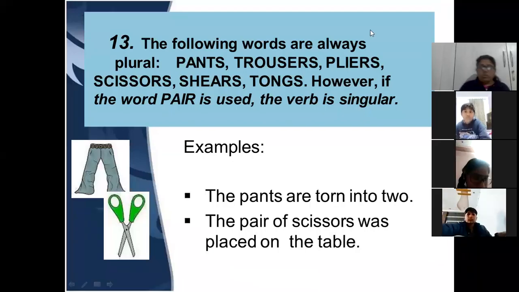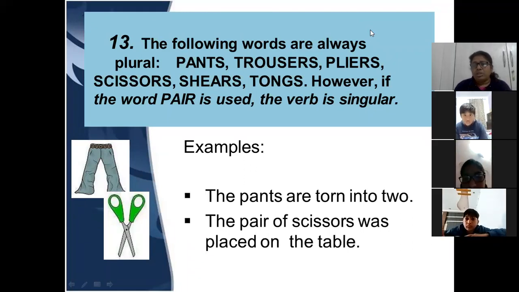Okay, so we'll continue chapter 21, agreement of the verb with the subject. We studied 12 rules. Now I'll be starting from the 13th rule. This rule says that the following words are always plural: pants, trousers, pliers, scissors, shears, tongues.